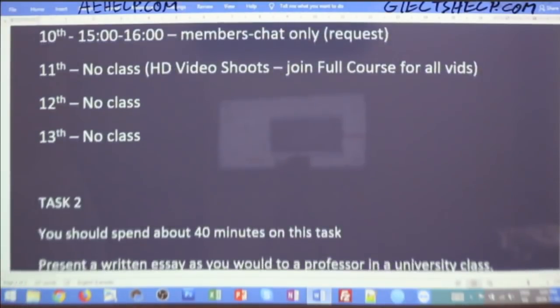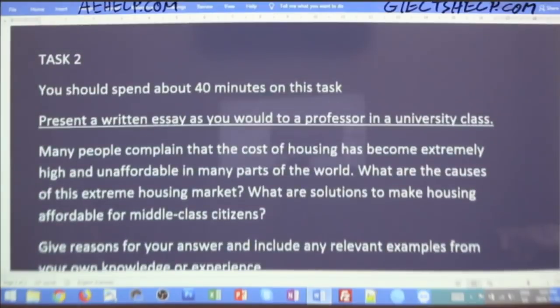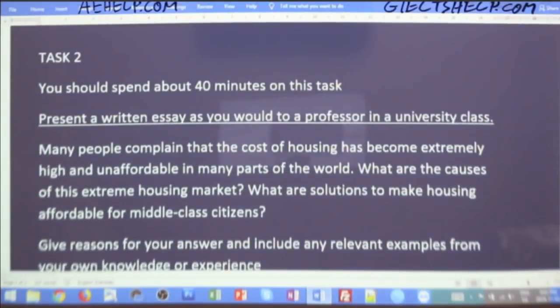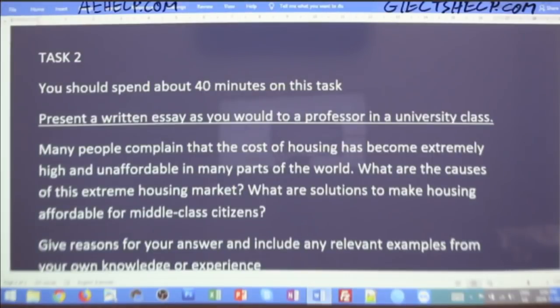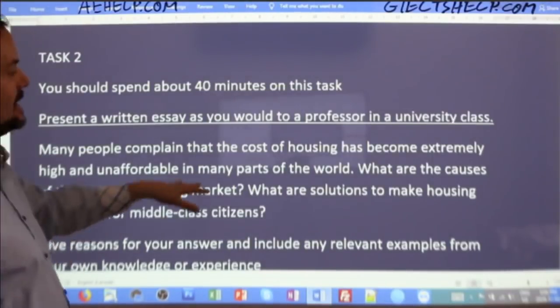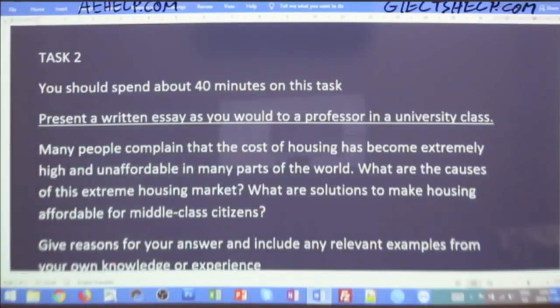All right, so let's look at today's question. So you should spend about 40 minutes on this task. Present a written essay as you would to a professor in a university class. So we're looking at this kind of a question today, specifically causes and solutions.